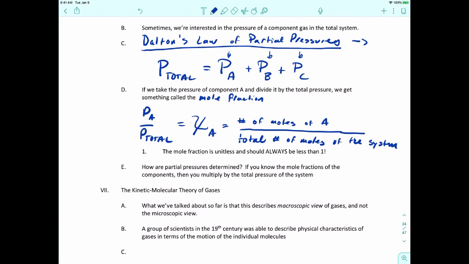Now, because we're dealing with fractions, the mole fraction is going to be unitless because moles divided by moles is going to give you nothing, but the number should always be less than 1.